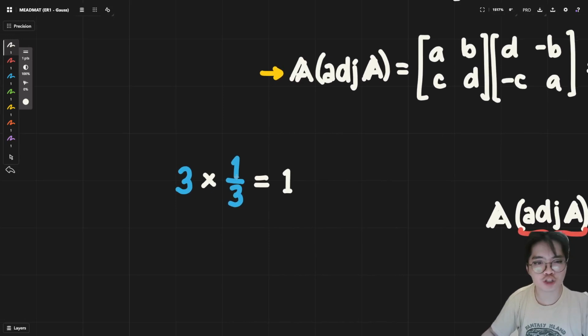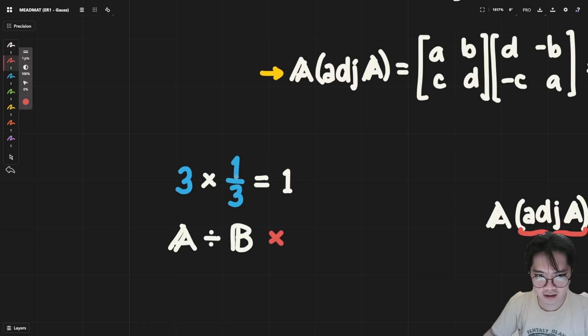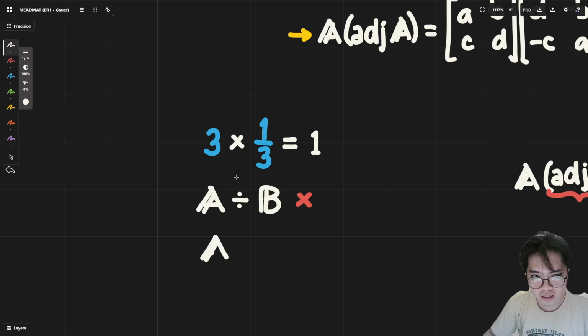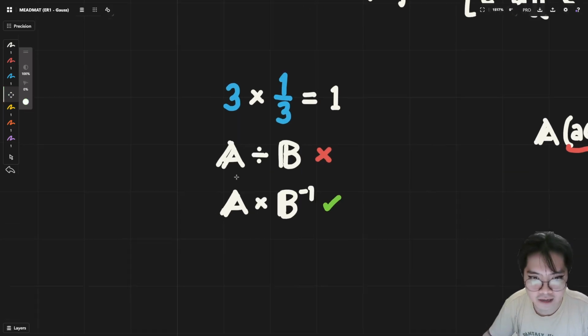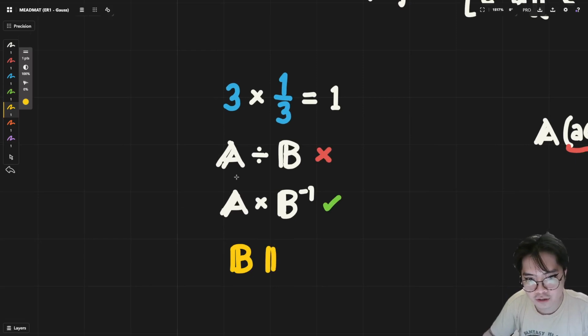Now, if we're going to generalize this in terms of matrices, there is no way that we can do something like this. That is not allowed. However, we can do A times the inverse of B. But we need to understand what the inverse of B means. If we said before that 3 times the inverse of 3 is your multiplicative identity, that must mean that B times the multiplicative inverse, B inverse, should be equal to 1. But not in this case because these are matrices.